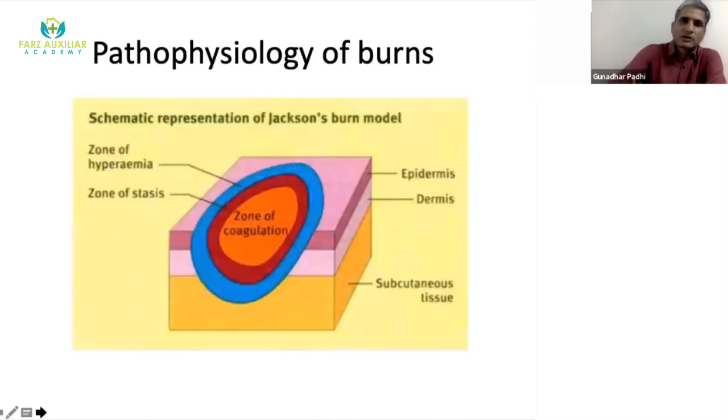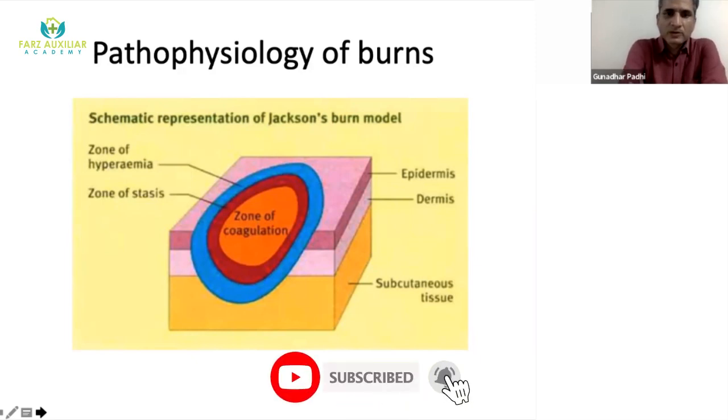So let's go to the pathophysiology of the burn tissue. This is something called Jackson's burn model. The Jackson's burn model says that whenever there is a burn injury, basically we find three zones. The skin contains epidermis and dermis, then there is a subcutaneous tissue, then there are the bone and muscles. The burn starts from the epidermis and dermis. As per the different zones of the burn injury, one is called the zone of hyperemia, second is called the zone of stasis, and third is called the zone of coagulation.